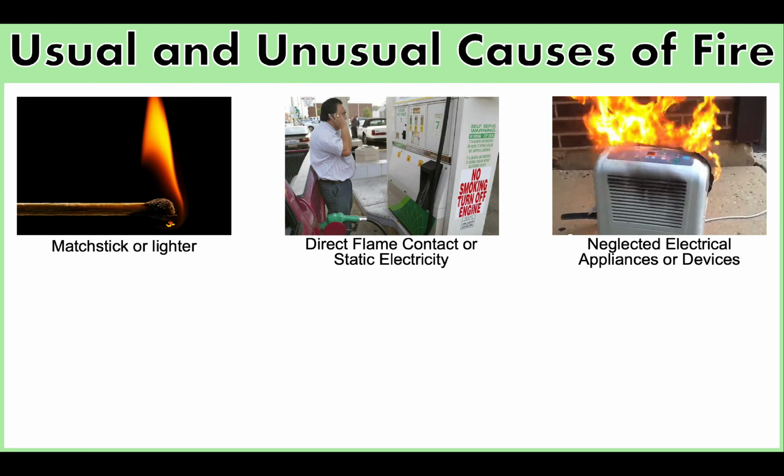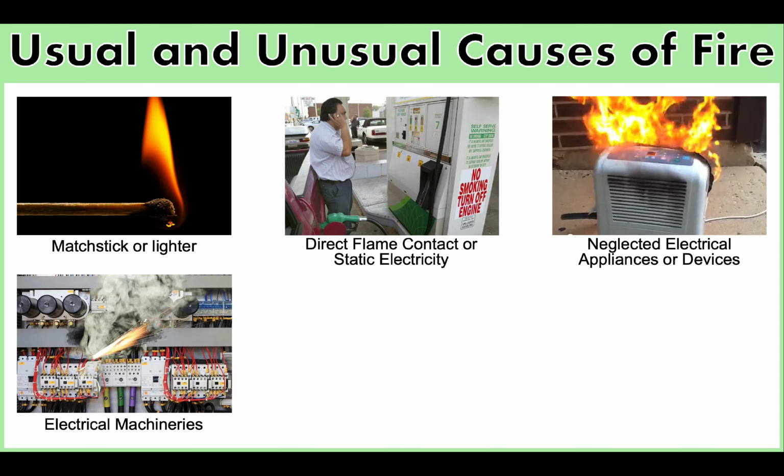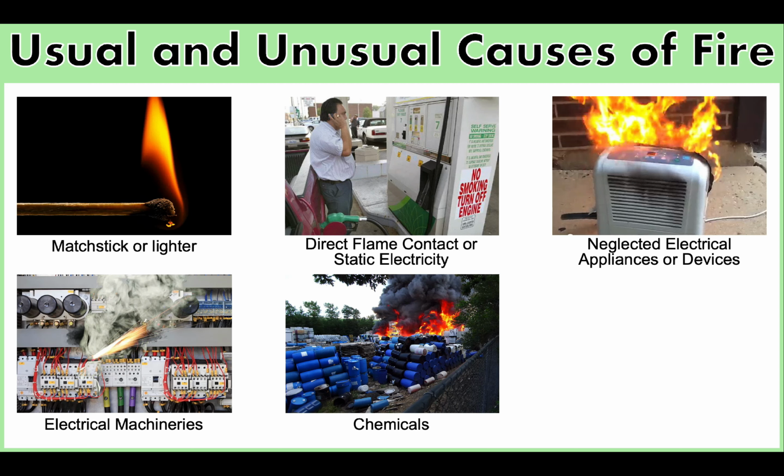Next, we have neglected electrical appliances or devices. Okay, so you have your humidifiers, air conditioners, electric fans, etc. Followed by electrical machineries, and we also have chemicals. So at room temperature, ammonia is a colorless, highly irritating gas with a pungent, suffocating odor. So ammonia is actually not highly flammable, but containers of ammonia may explode when exposed to high heat.